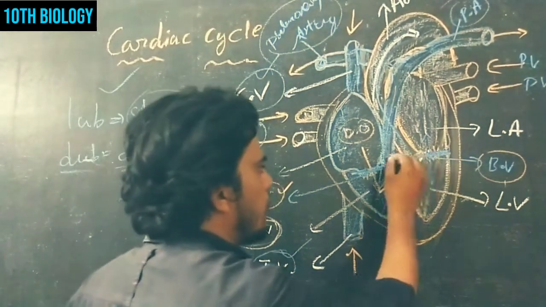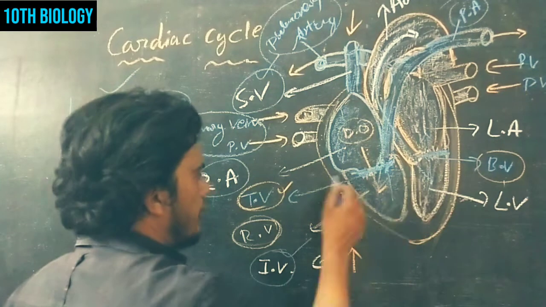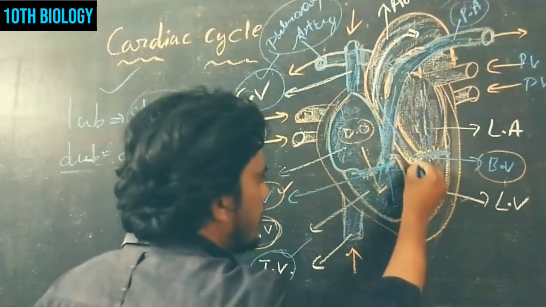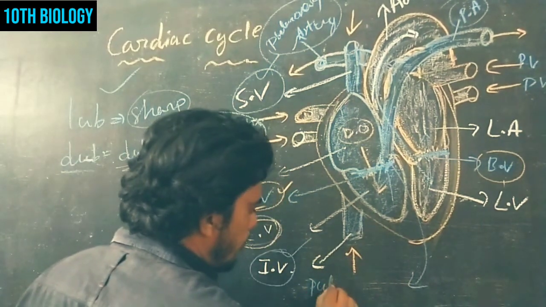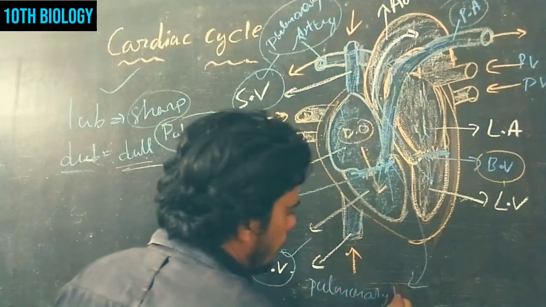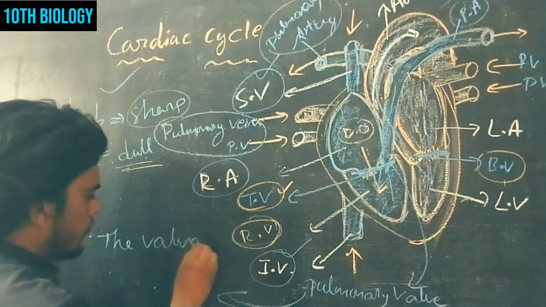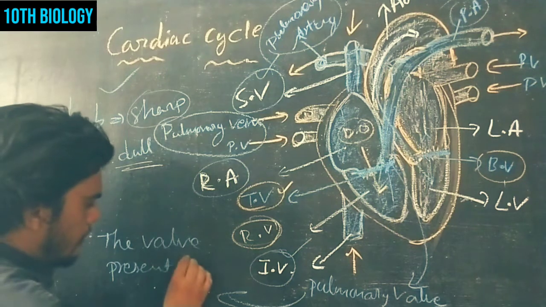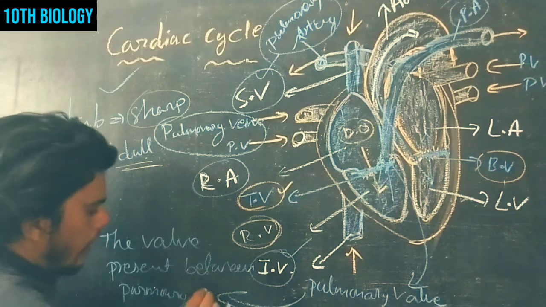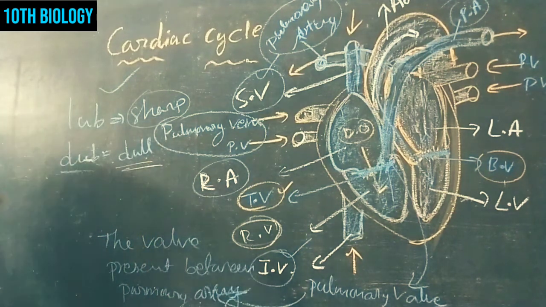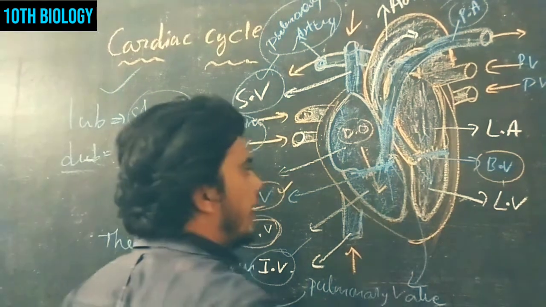So what are the names of these valves? We know the valves present between these two and these two are the tricuspid valve and bicuspid valve. What about the names of the valves here? This valve is nothing but the pulmonary valve. What is the pulmonary valve? The pulmonary valve is nothing but the valve present between the pulmonary artery and the right ventricle.